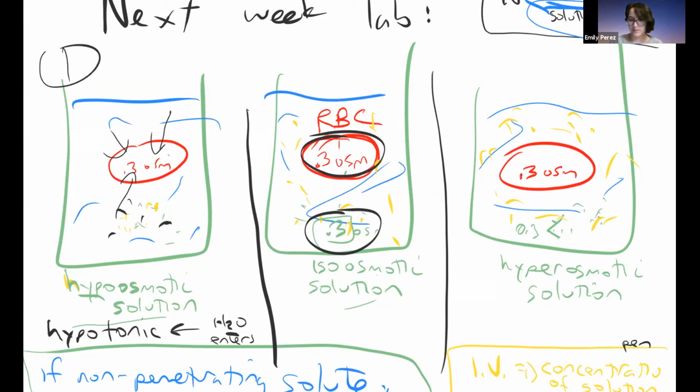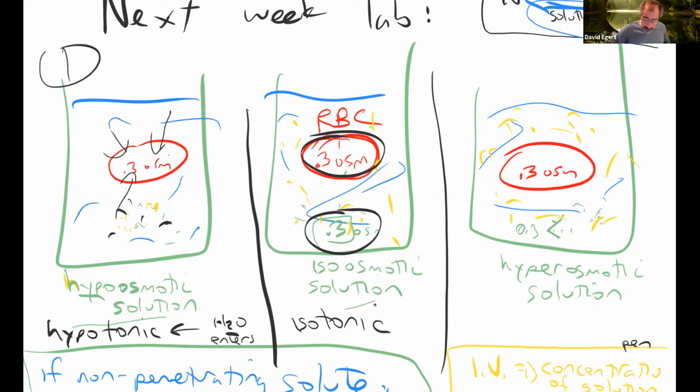Nowhere. It's going to be in equilibrium. There's not going to be net movement in or out, right? It's going to be what we call isotonic. Isotonic means water is in balance, no net movement of water in or out. The cell is happy.